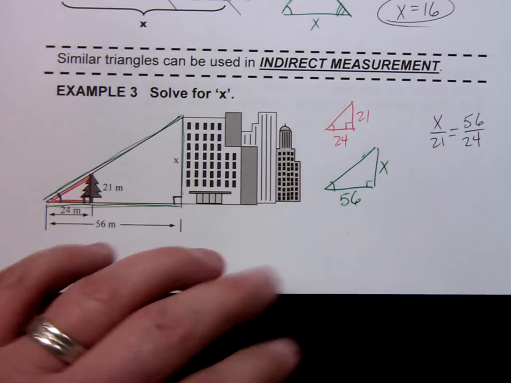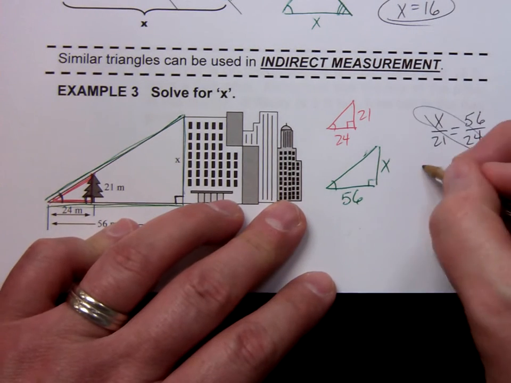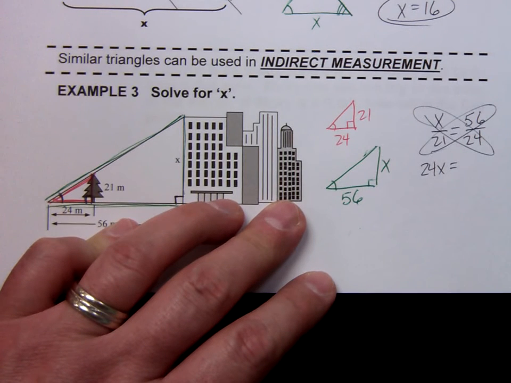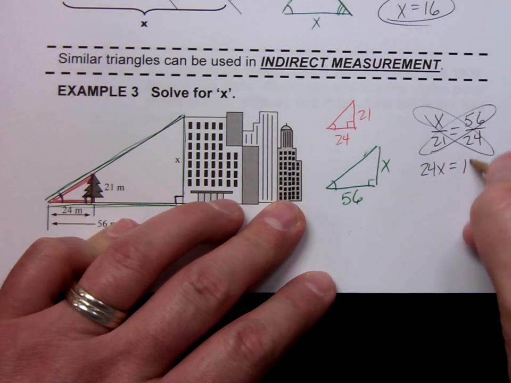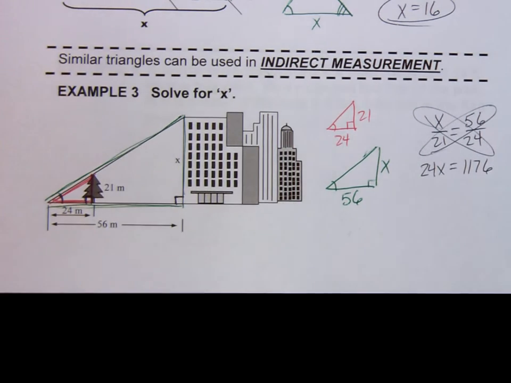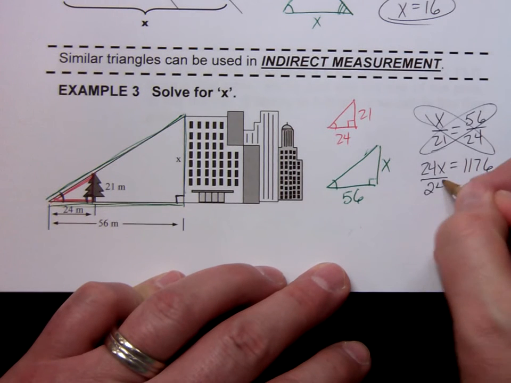So I'm cross multiplying. X times 24. 21 times 56 is 1,176. And there's the equation I'm solving. X is being multiplied by 24, so I'm dividing by 24.